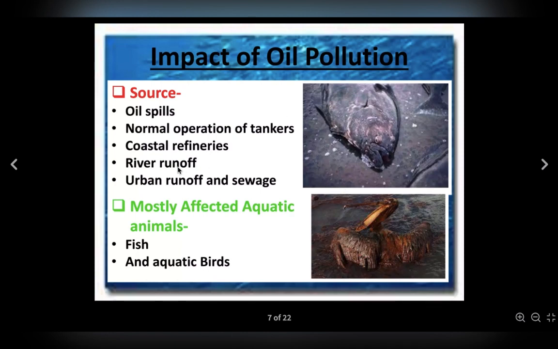Then another thing is the river runoff. Okay, the runoff in the river. Also, this is a huge pollution caused by oil. Then the urban runoff and sewage. We've already mentioned the sewage. The sewage that is being dumped in the river is part of the problem which affects the ecosystem. Now, the most affected aquatic animals are the fishes and aquatic birds, the birds that live on or around the water. They get affected, and the fishes get affected, and every other aquatic organism gets affected.